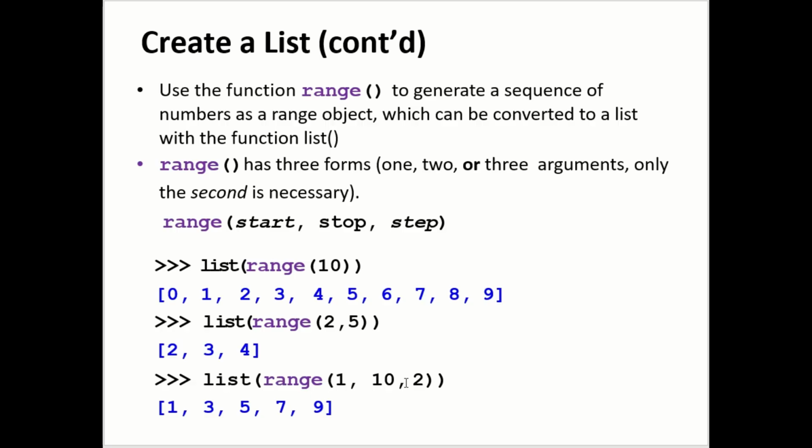And then finally, if you call range with 3 arguments, the leftmost, the first is the start, the second is the stop, and the third is the step. So that is starting at 1, going up to but not including 10. What integers are included? Every 2. So essentially that gives you the odd numbers.